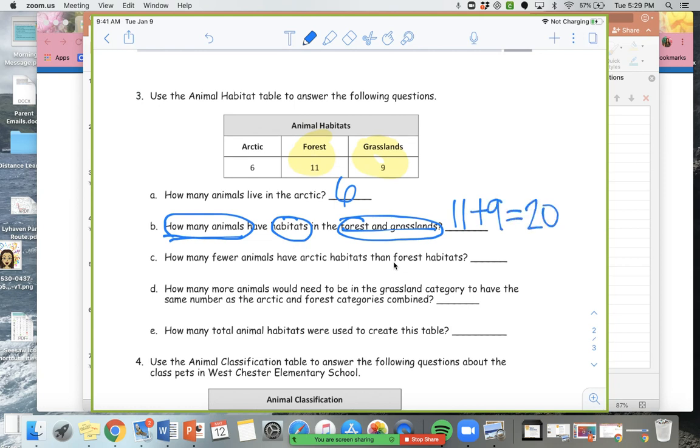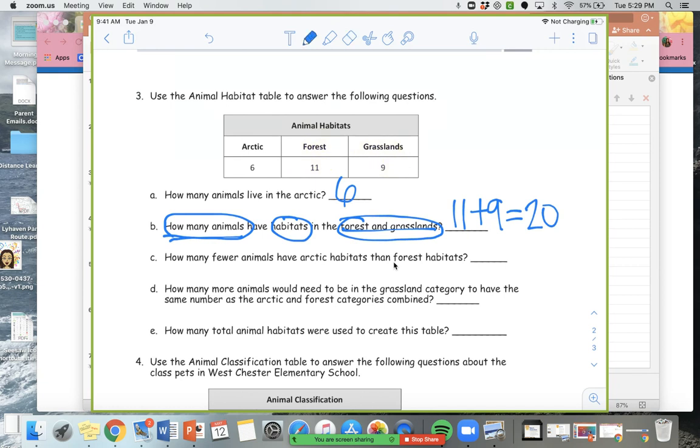Okay? Now, in your assignment, it says that you need to write an equation. So please don't just write 20. You need to show me if you added or subtracted. Okay, you have to show me that equation. All right? So let's go on to the next question.